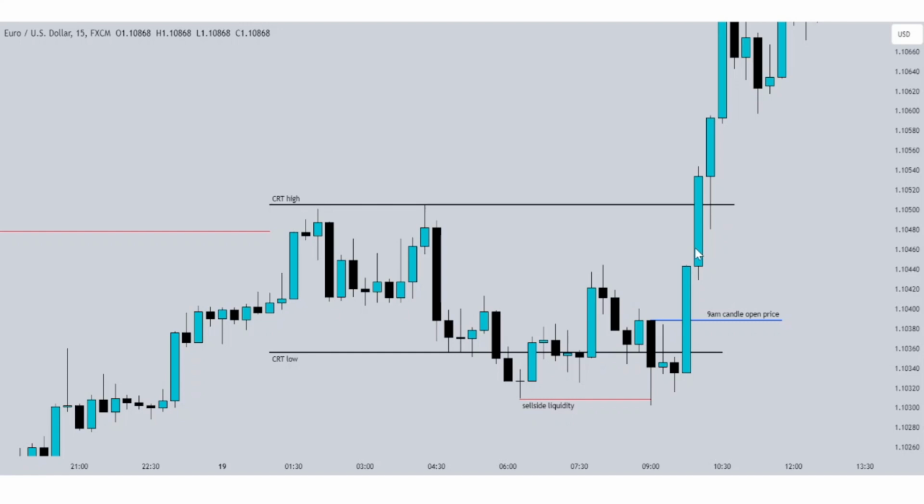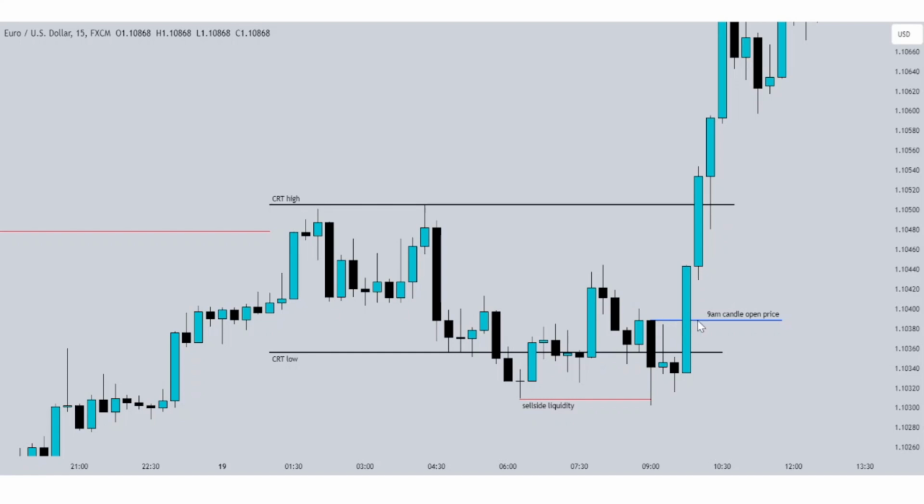Moving to the 15-minute time frame. So after identifying, knowing the next draw on liquidity, knowing where the next 9 a.m. candle is going from the 4-hour time frame, then you go to the 15-minute to wait for a run on liquidity, run on opposite side liquidity.